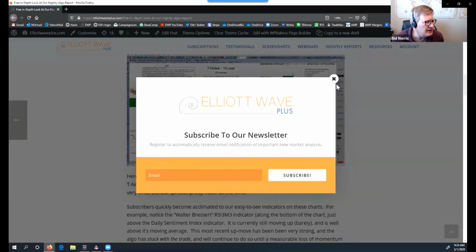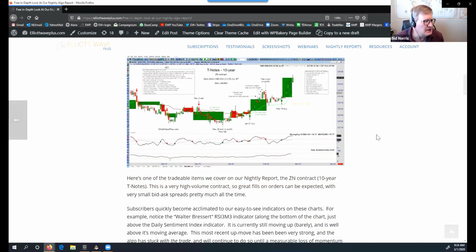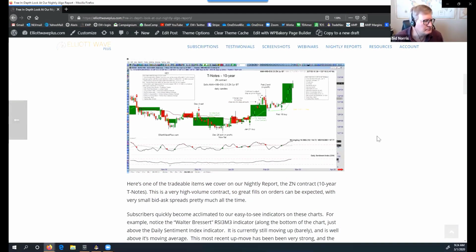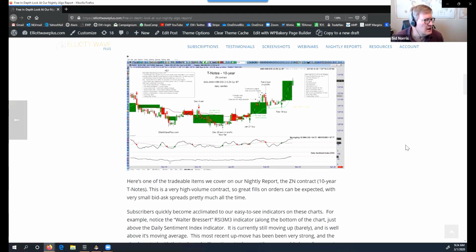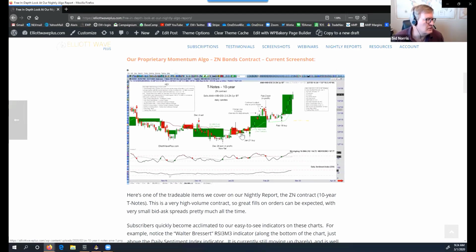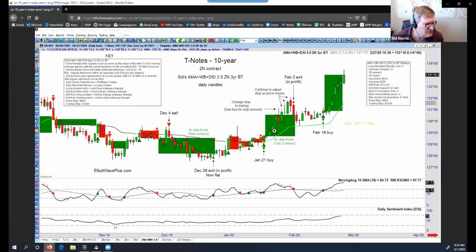The ZN contract is pretty easy to trade. It doesn't take a big account, though you can trade big on it if you have a big account. You can see the size of the winners. There are the big green blobs. These are winning trades, and every one of these signals went out that night.